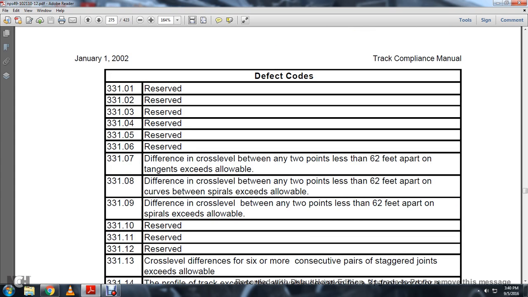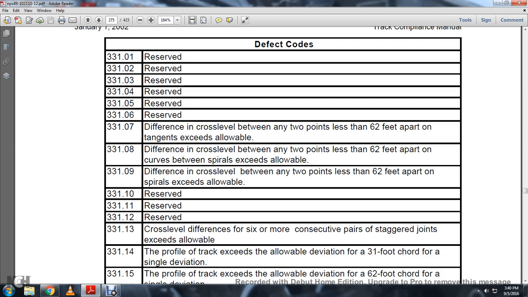Alright, defect codes 213.331.01 through 06 are reserved. 213.331.07, the difference in cross level between any 2 points 62 feet apart on any tangent exceeds the allowable. 213.331.08, the difference in cross level between 2 points 62 feet apart on the curve between the spirals exceeds allowable. 213.331.09, difference in cross level between 2 points 62 feet apart in the spirals exceeds allowable. 213.331.10, 11, and 12 reserved.